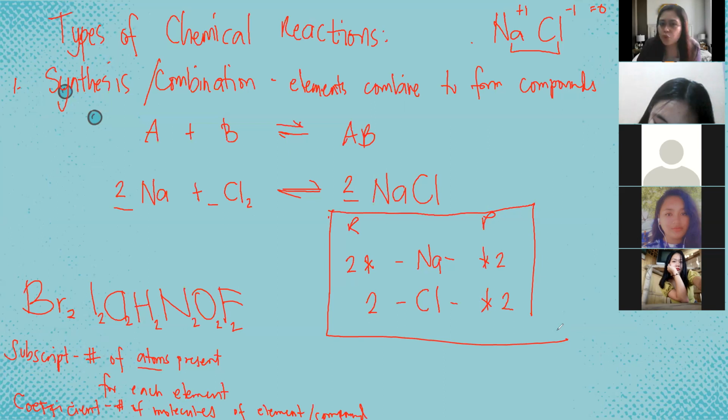All you need to do is try placing coefficients here until the number of atoms for each element present on both the reactant and product side becomes equal. So now they have become equal. Any questions so far? This is the first type of reaction only.